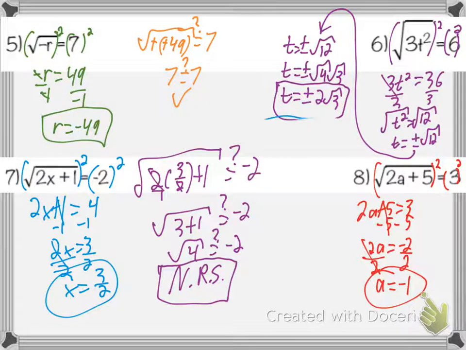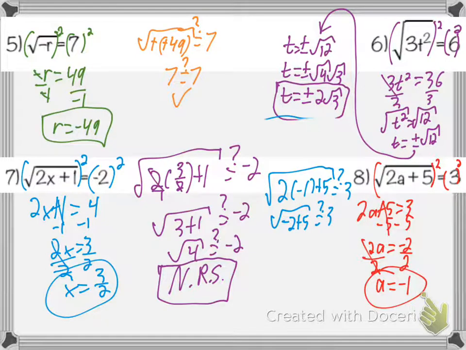And we can end up having 2 times -1 plus 5 underneath the radical equals 3. Well, 2 times -1 is -2. Square root of -2 plus 5 equals 3.